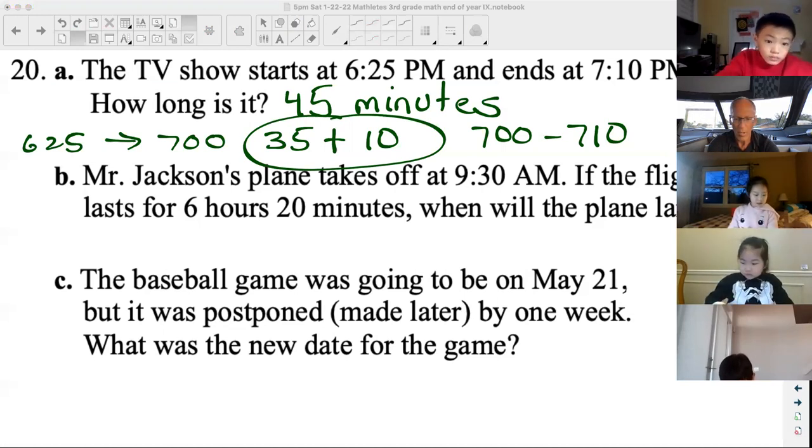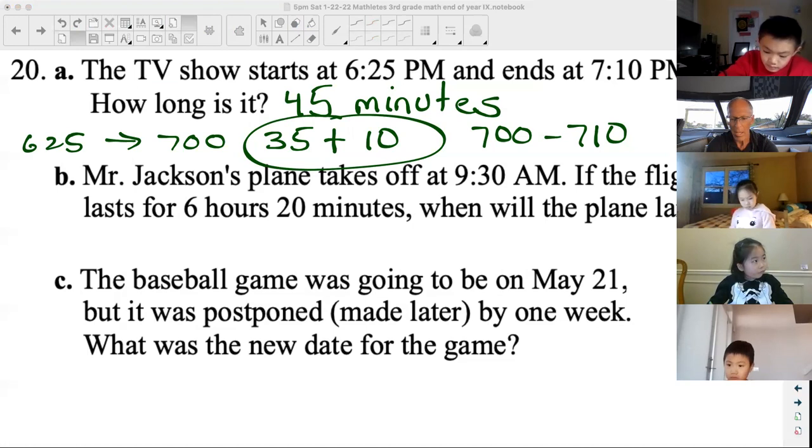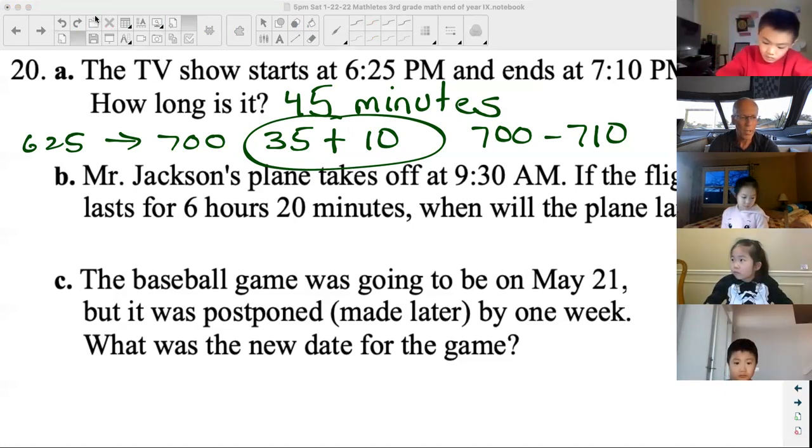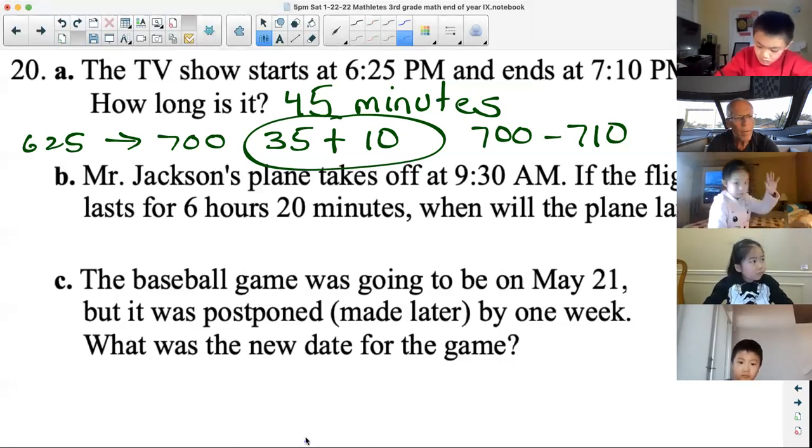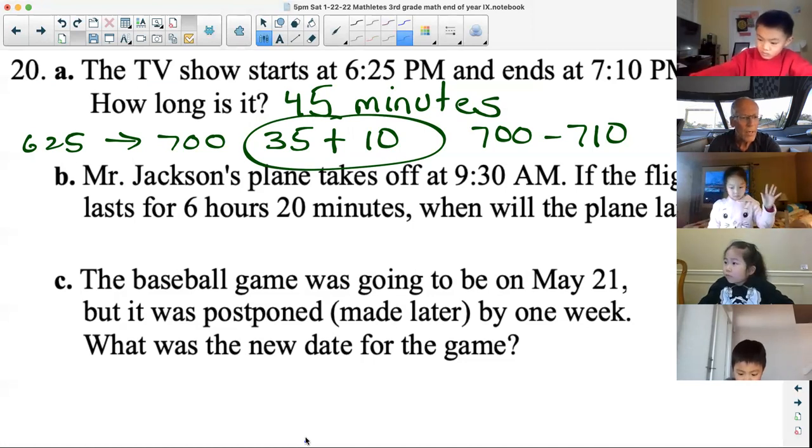I'm ready. Okay, I want to make sure everybody else is ready. All right. Raise your hand if you got it. Raise your hand if you've got it. Raise your hand. I got Stella. Maybe we'll do it together for the other people. Stella, give me the answer and then we'll work backwards. 3:50 p.m.